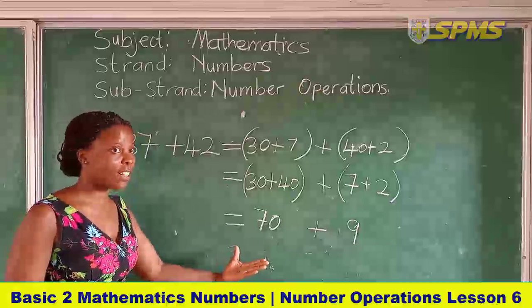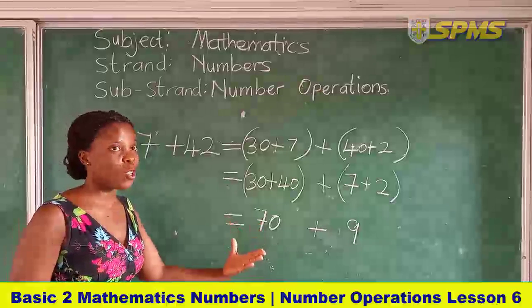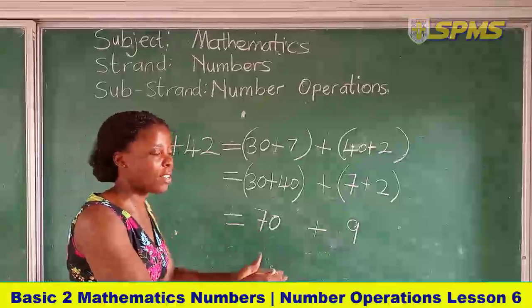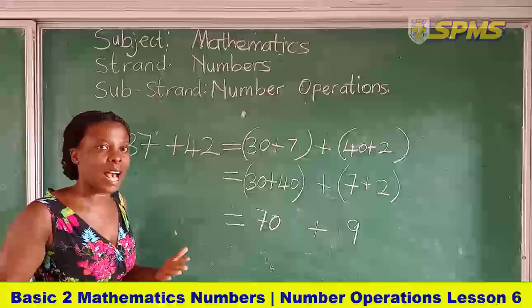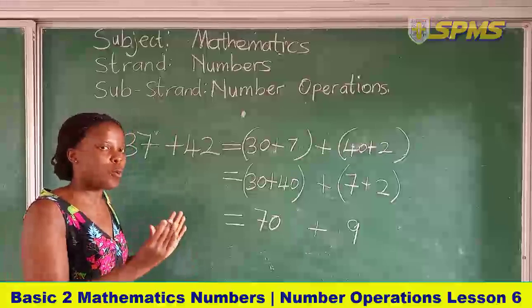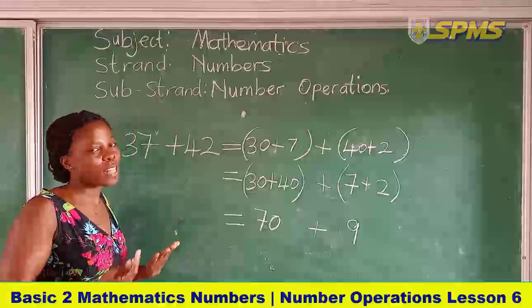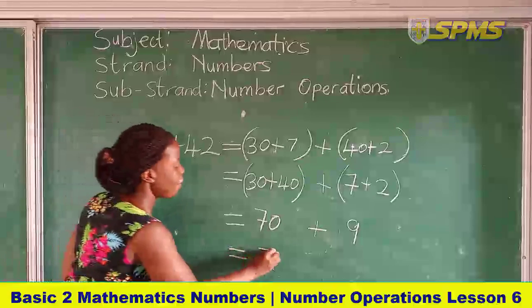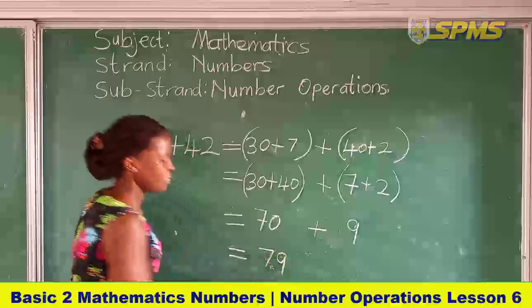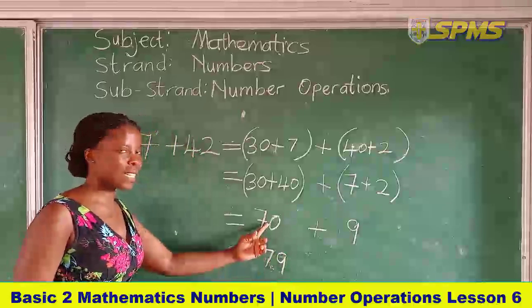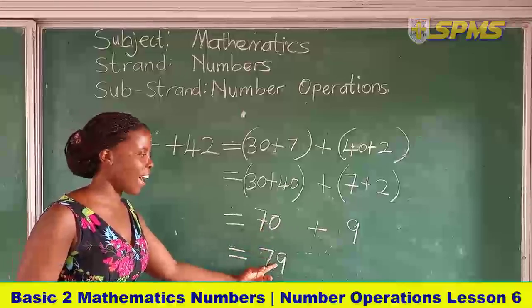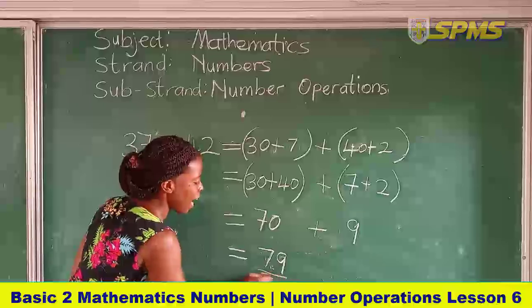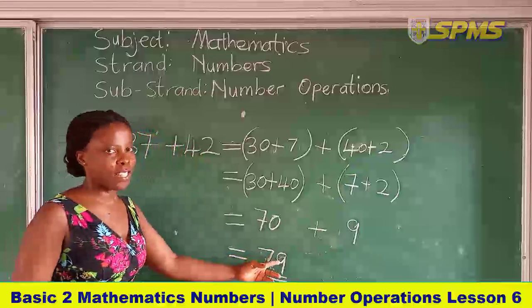Can you see the picture? Automatically, your answers are in the tens and ones. So what will you do to get the sum? You just put the two numbers together, then you get your answer. So our answer is going to be 79, because the 7 is representing the 70 and the 9 is representing the 9, which is the ones.